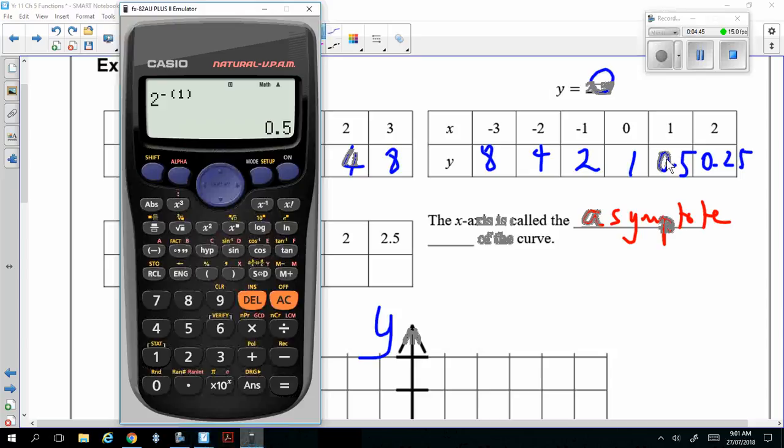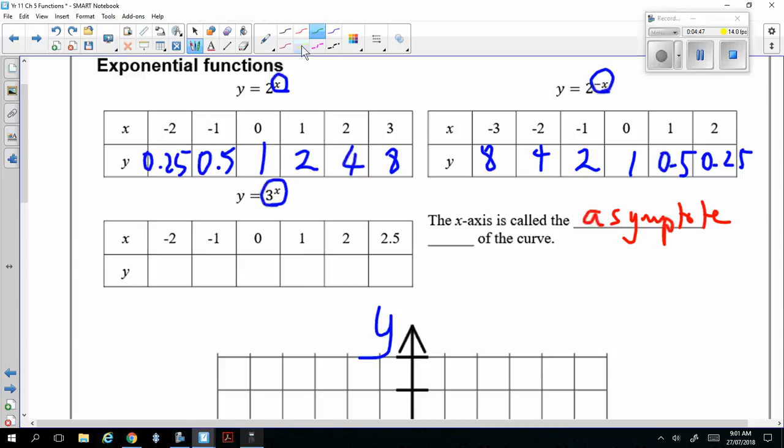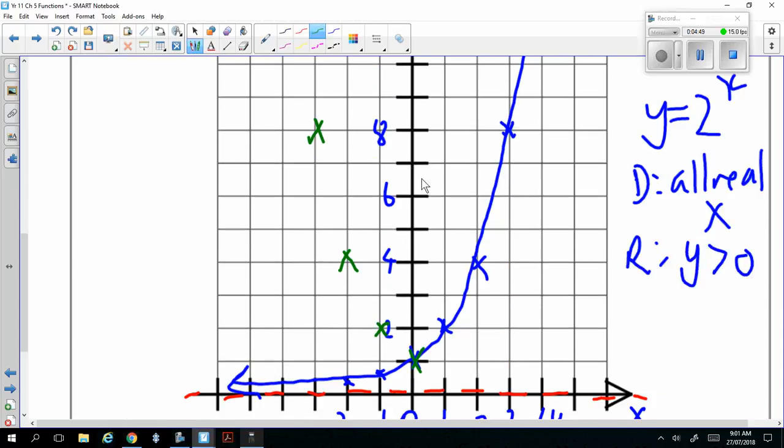0.5. Okay, so we've got these points, so let's plot them on the graph. So it gets smaller and smaller, it keeps halving. So it goes in the opposite direction, isn't it? But it has the same asymptote. Let's try to draw it.